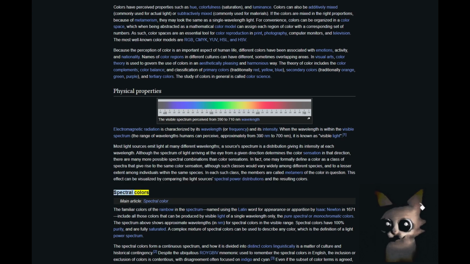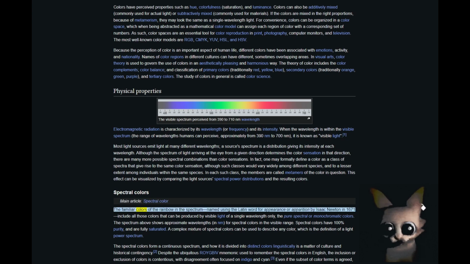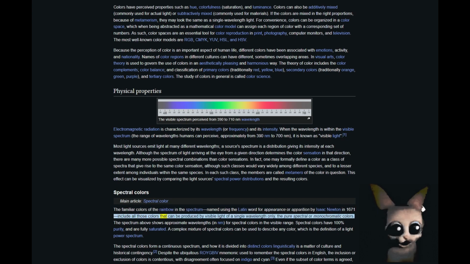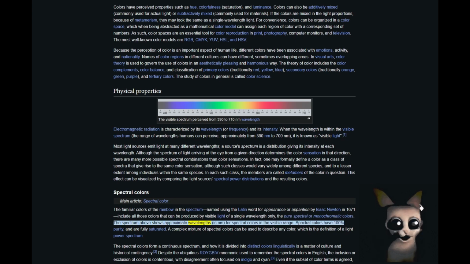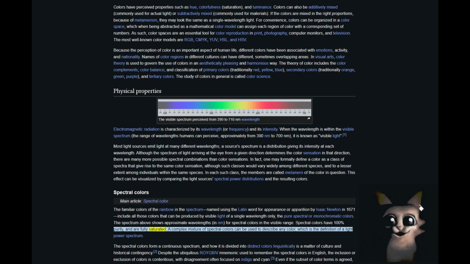Spectral colors. Main article, Spectral color. The familiar colors of the rainbow in the spectrum, named using the Latin word for appearance or apparition by Isaac Newton in 1671, include all those colors that can be produced by visible light of a single wavelength only, the pure spectral or monochromatic colors. The spectrum above shows approximate wavelengths, in nm, for spectral colors in the visible range. Spectral colors have 100% purity and are fully saturated.